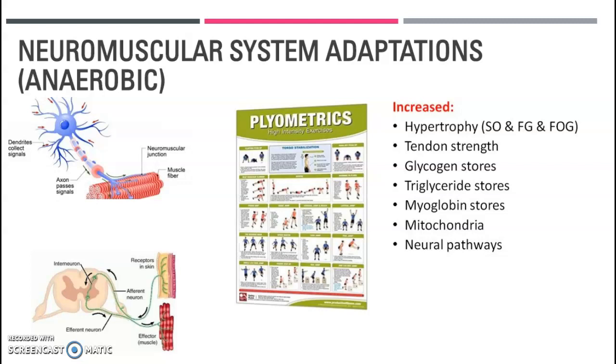where they will be caused to change. Here is a sheet of different plyometric exercises for high intensity exercise, and to summarize, these adaptations will cause increased hypertrophy, tendon strength, glycogen stores, triglyceride stores, myoglobin stores, mitochondria, and neural pathways.